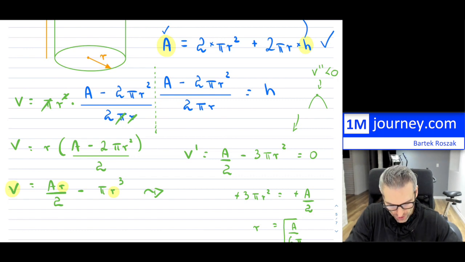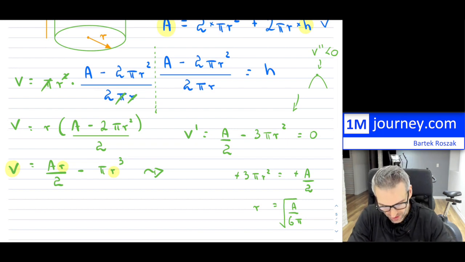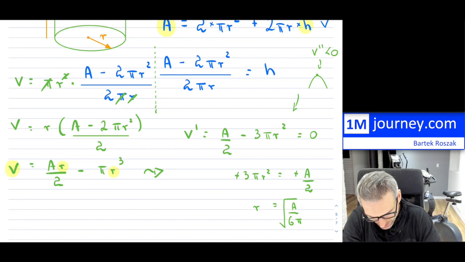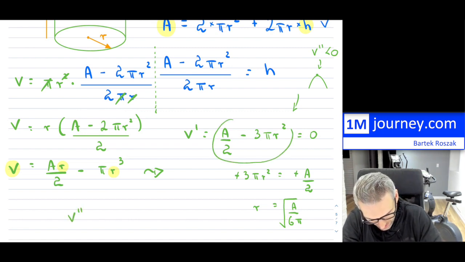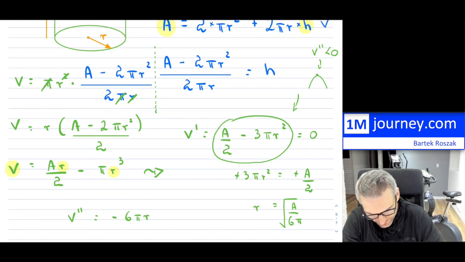All right, so here is the answer. That's R, so that's where our derivative is equal to 0. And now let's check the second derivative. I have to take the second derivative, and that will not be very difficult because that's going to be just negative, I guess, 6 pi r.